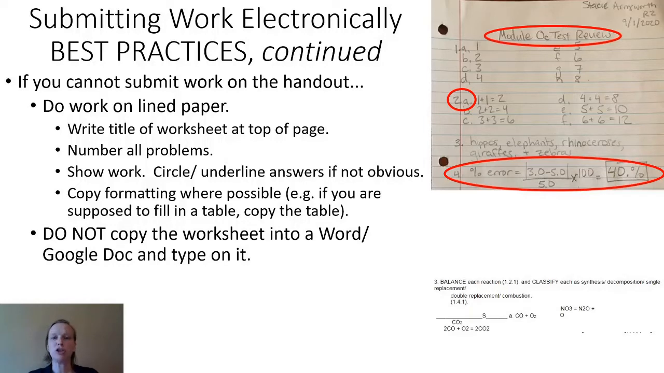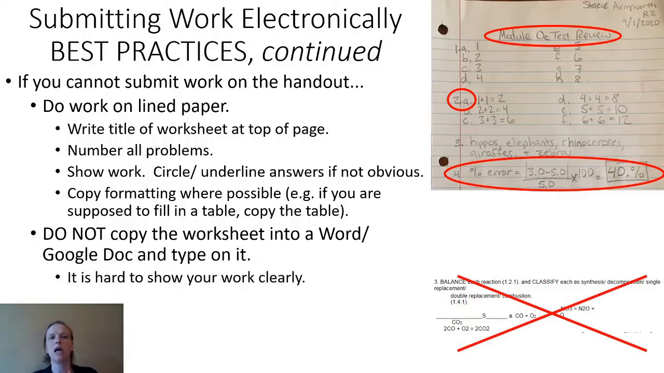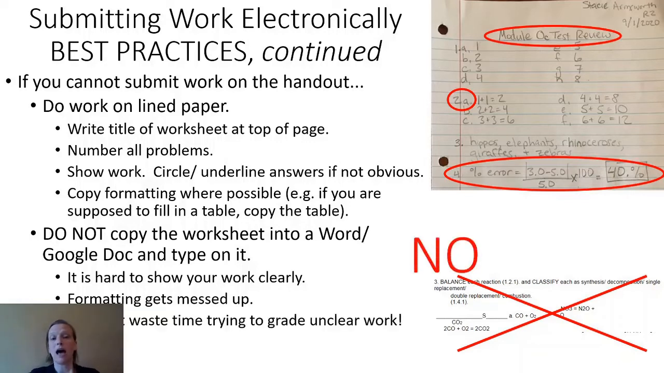What I do not want you to do is copy your worksheet into a Word document or a Google document and then type on it, because that does not preserve the formatting, and then the formatting goes all wonky. It's hard to show your work clearly when you just type in Word. And the formatting gets messed up. So this is supposed to show a balanced equation, and it just doesn't. I'm not going to waste my time trying to grade unclear work, so please don't submit work that looks like this.